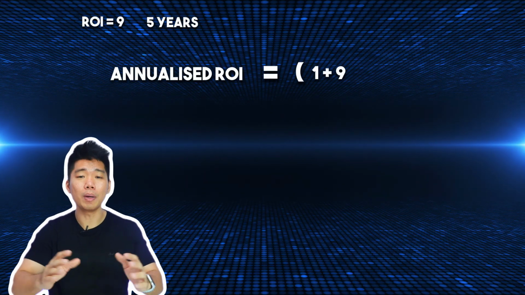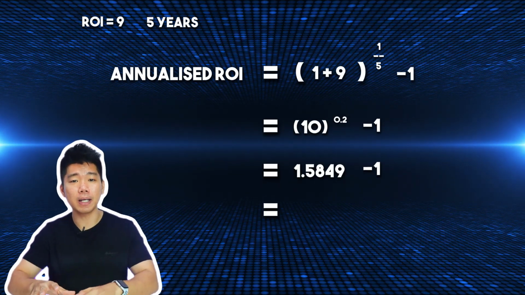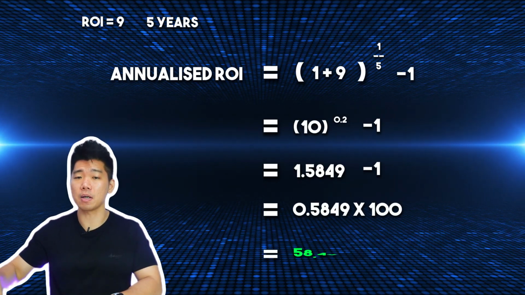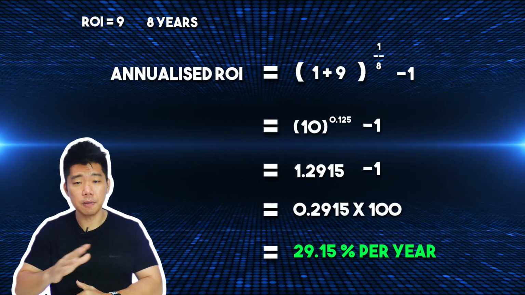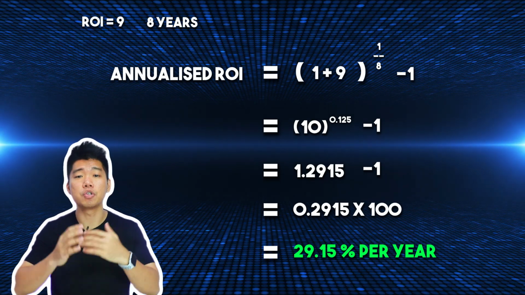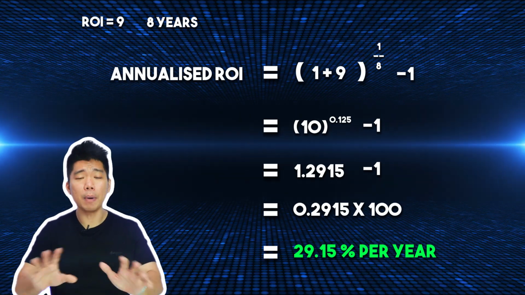Let's use the previous example with an ROI of 9 thanks to 1 million in lifetime revenue. 2 situations. In the first, we make that million in 5 years. So 1 plus 9, raised to the power of 1 over 5, and then deduct 1. And I multiply it by 100 to express it as a percentage. 58.5% per year for 5 years. Now let's say it takes me 8 years. Same formula, different values. Now it's gone down to 29.15% annually. Much more realistic.